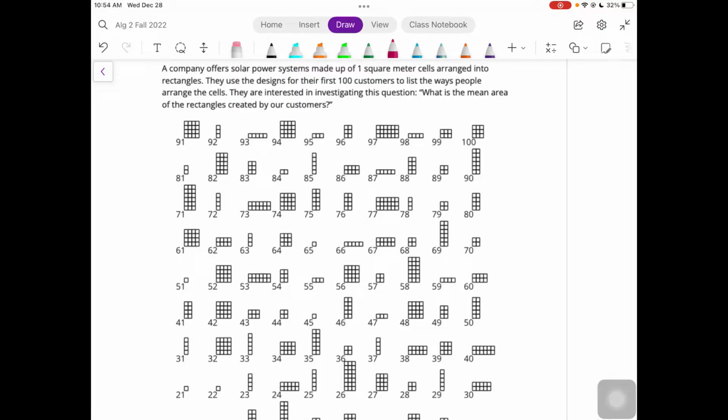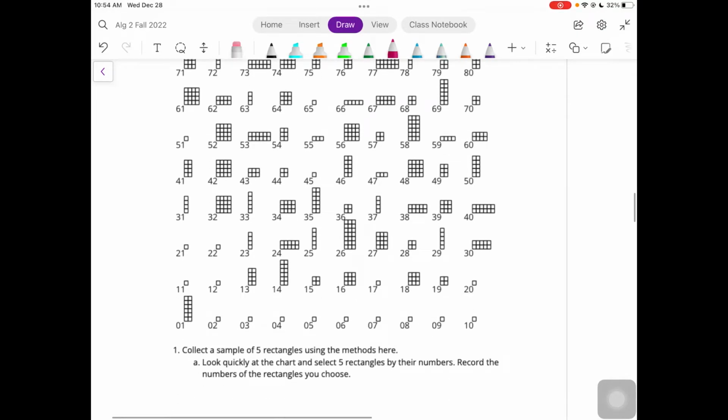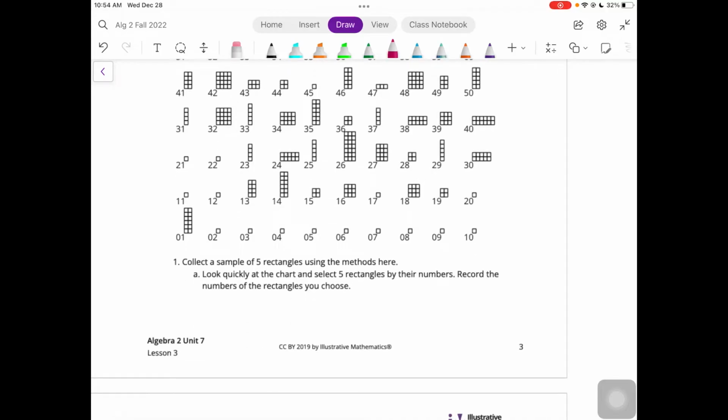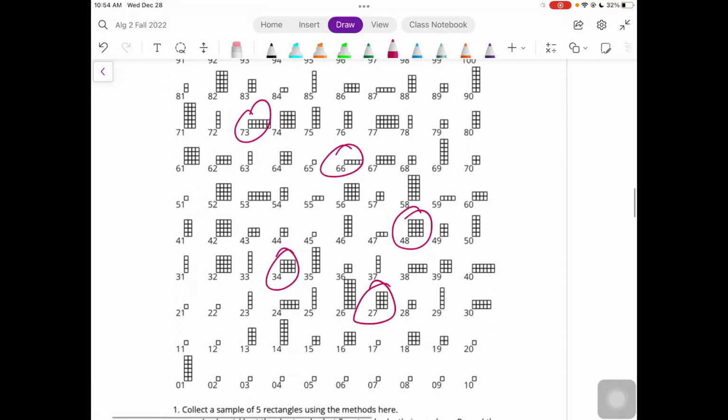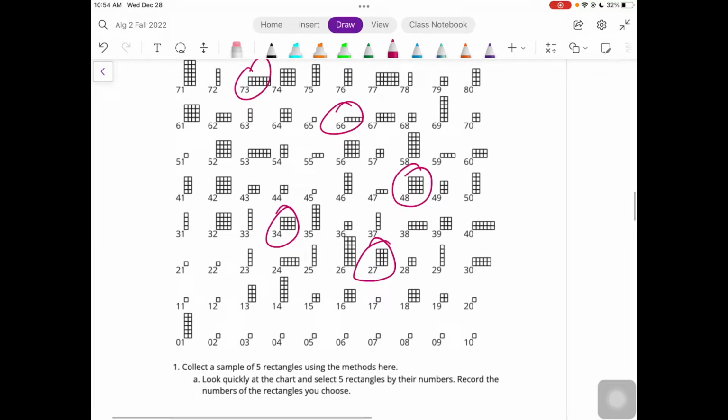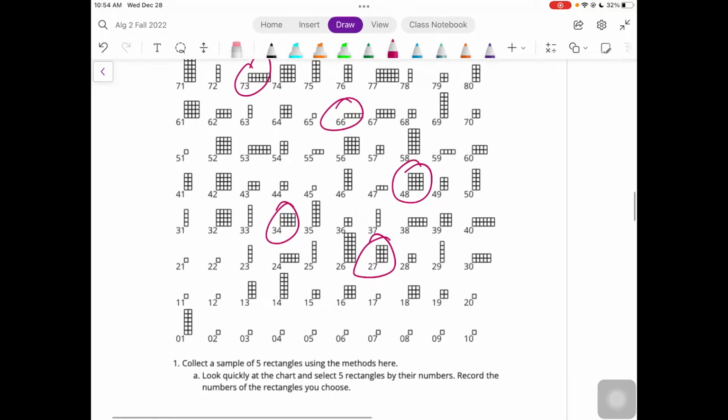All right, so we're going to collect a sample of 5 rectangles using the methods here. Look quickly at the chart and select 5 rectangles by their numbers. Record the numbers of the rectangles you choose. So this one, this one, this one, this one, and this one. Okay. So the numbers of the rectangles you choose. So I did 73, 66, 48, 34, and 27.